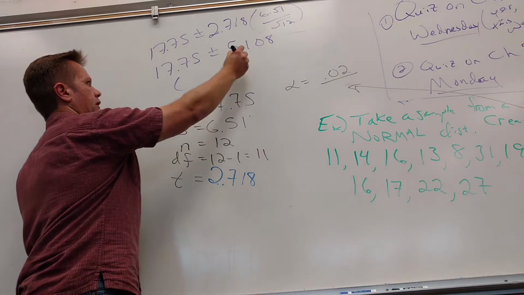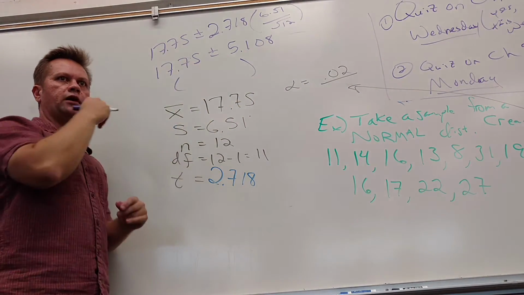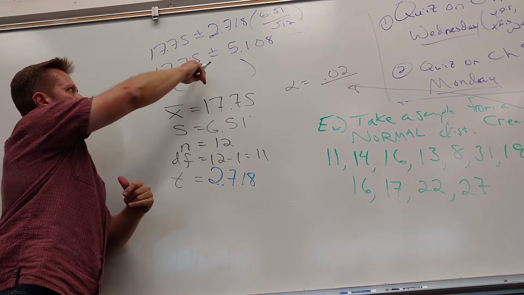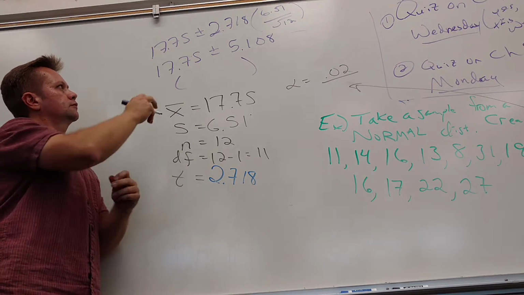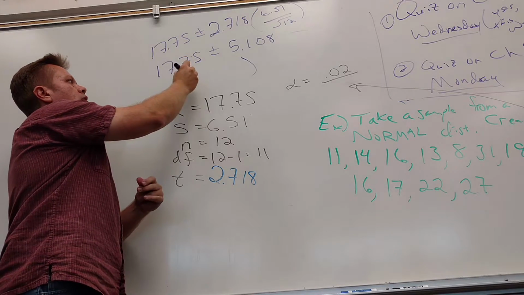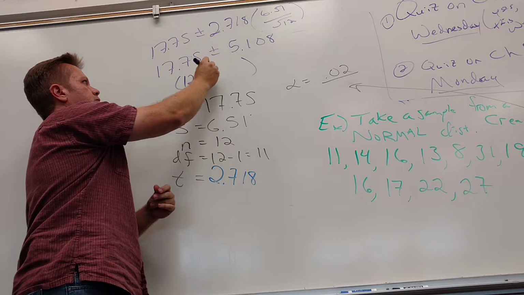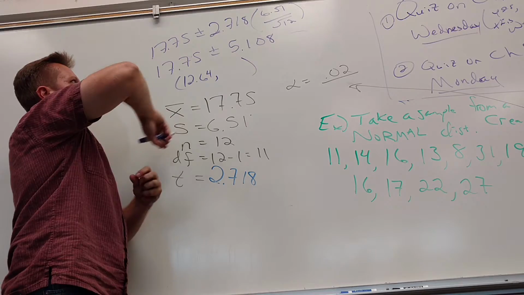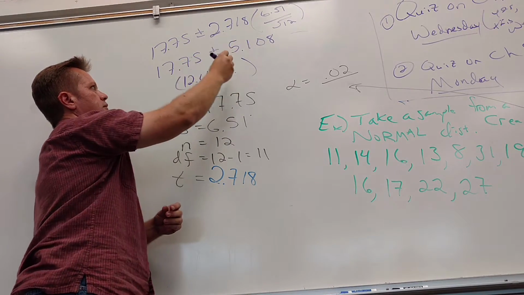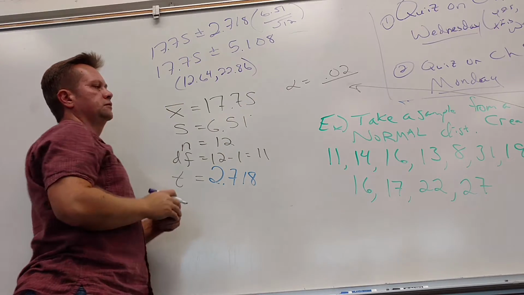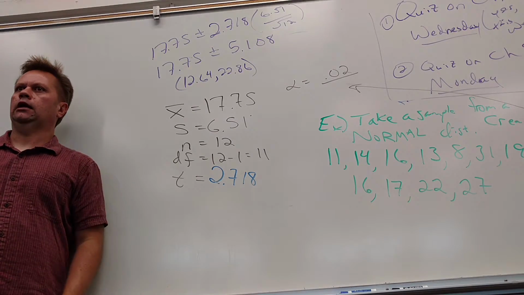So what do we get here for the interval? I can do it, and then we'll try to write the conclusion. What do you guys get when you subtract 5.108 from this? 12.64, roughly. And then you add 5.108: 22.86, roughly. Okay. Yeah.